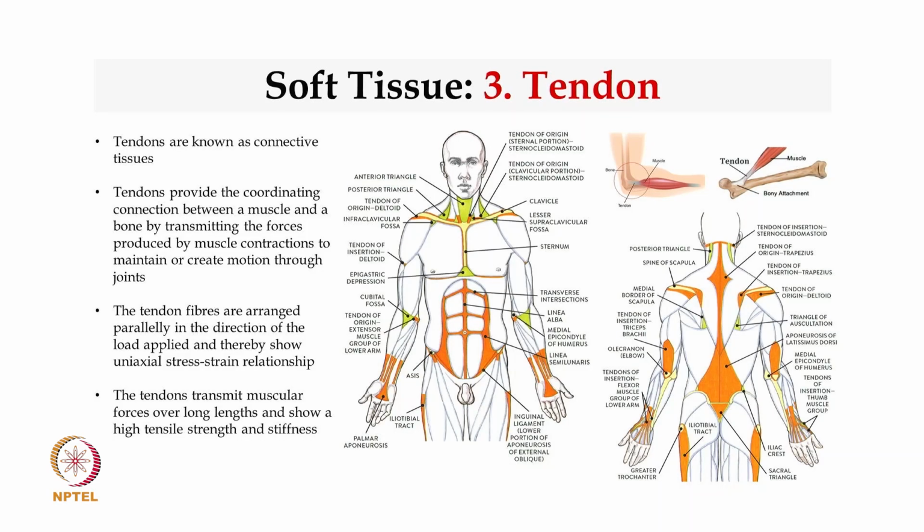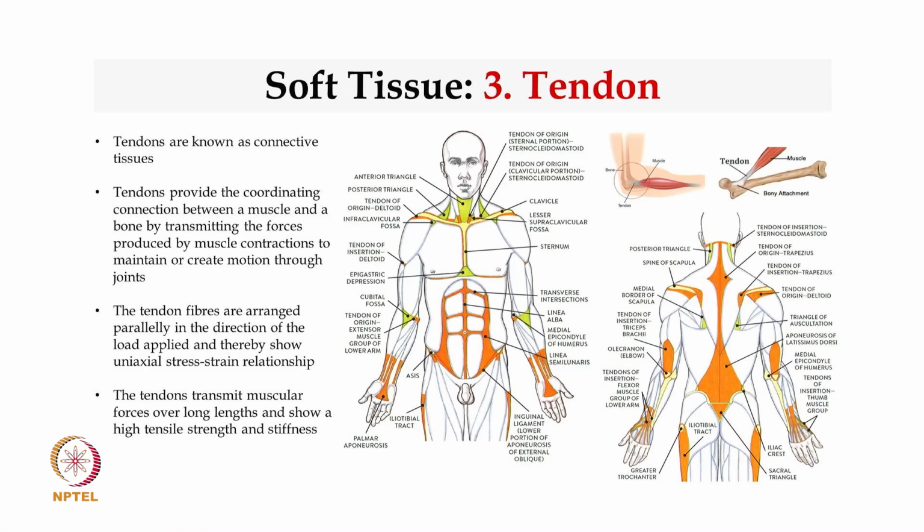Tendons are known as connective tissues. They're from the families of the connective tissues. Tendons provide the coordinating connection between a muscle and a bone by transmitting the forces produced by muscle contractions to maintain or create motion through joints. So all our motions are caused by tendons, which are helpful in transferring the loads from the muscles to the bones. Bones meaning the outer skeletal structure, right? So tendons are, that's why, very very important.